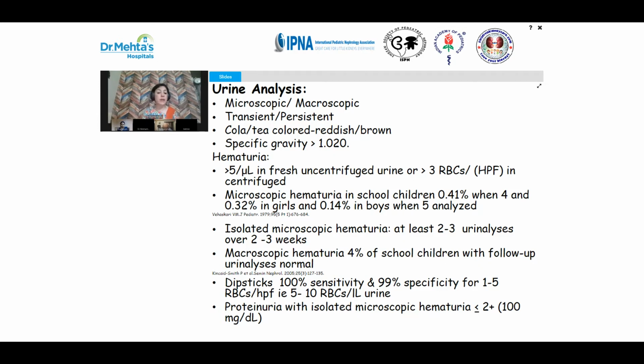Proteinuria with isolated microscopic hematuria may be present. If we say that this proteinuria is purely due to the RBCs in the urine, then it will always be less than 2+, that is less than 100 milligram per deciliter. But proteinuria more than 2+ or more than 100 milligram per deciliter indicates that there is definitely involvement of the glomeruli and needs to be evaluated.